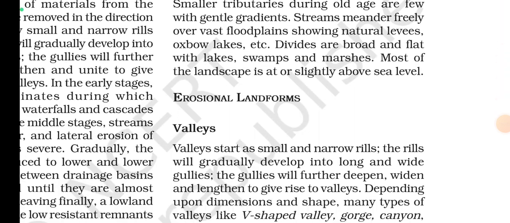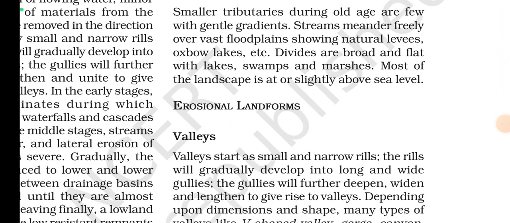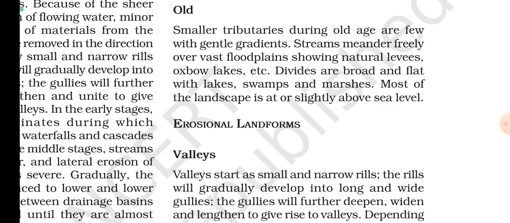Now coming to the old stage, smaller tributaries during old age are few with gentle gradients. Streams meander freely over vast floodplains showing natural levees, oxbow lakes, etc. Divides are broad and flat with lakes, swamps and marshes. Most of the landscape is at or slightly above sea level.